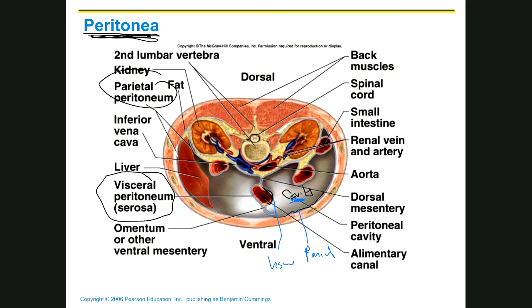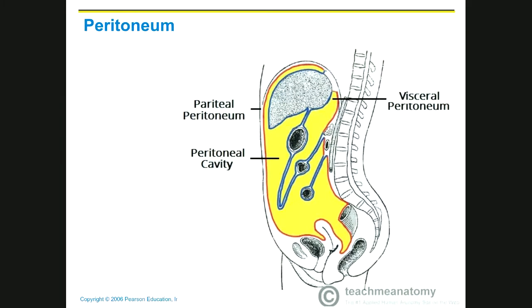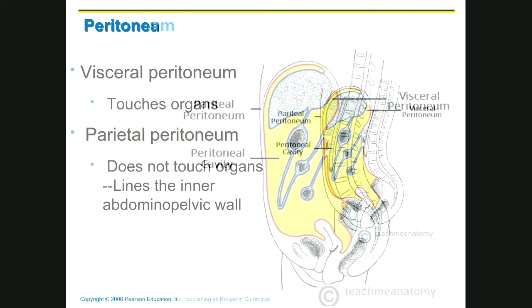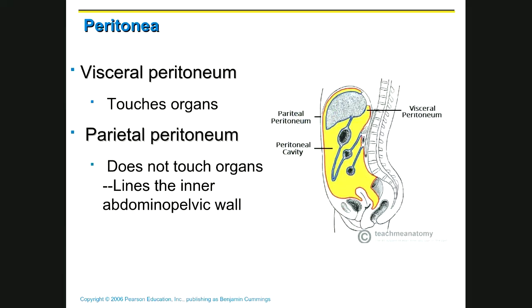If we look at it in a different section, you can see it here. So here's the sagittal section. And if you look at it in the sagittal section, they painted these different colors for you. There is the parietal. And the blue one here is the visceral. And the yellow is this peritoneal cavity. Make sense to everyone? Any questions?